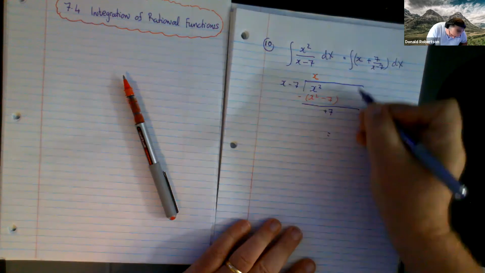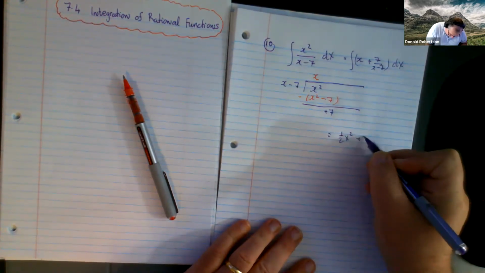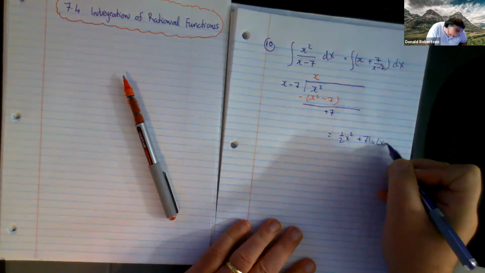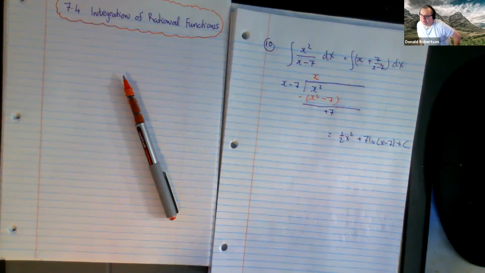And that guy is a half x squared, and that guy is a log. And there's one of the shortest long divisions you've probably ever seen.